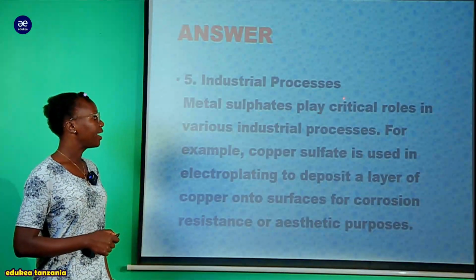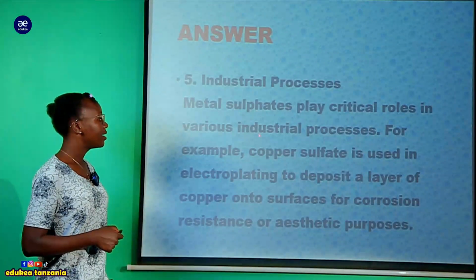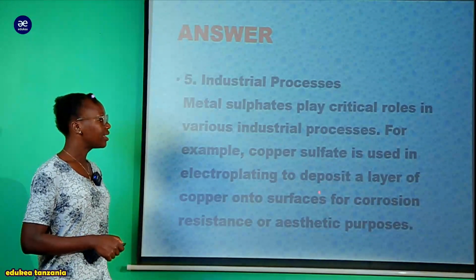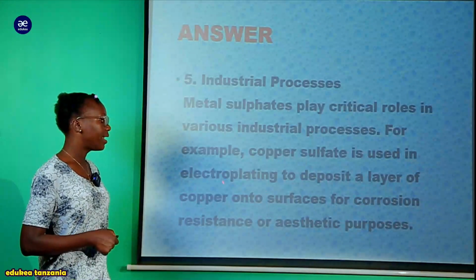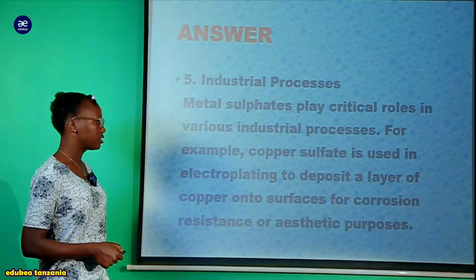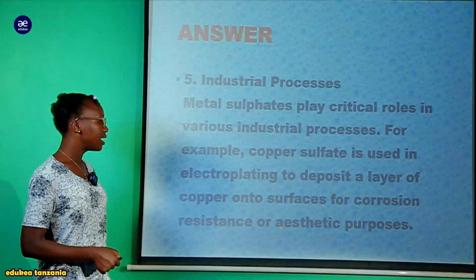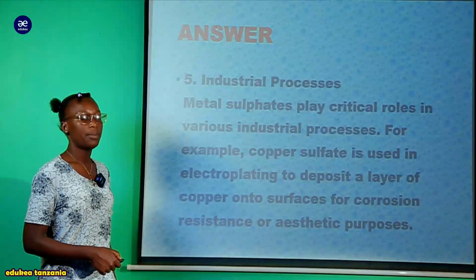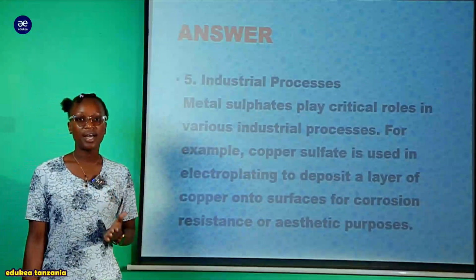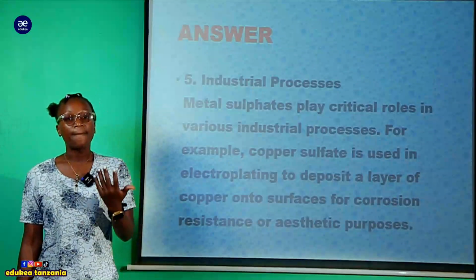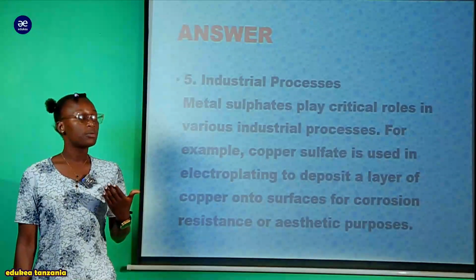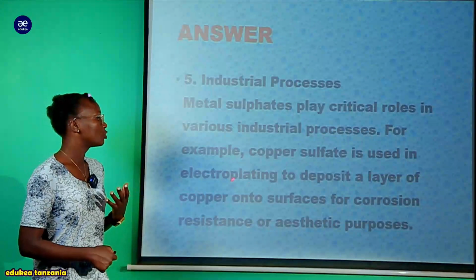Metal sulfates play critical roles in various industrial processes. For example, copper sulfate is used in the electroplating to deposit a layer of copper onto surface for corrosion resistance or aesthetic purpose. Hii ina maana gani? Kwamba the copper sulfate anatumika mostly kwenye industry process katika mfano mzuri ni katika swala zima la electroplating.